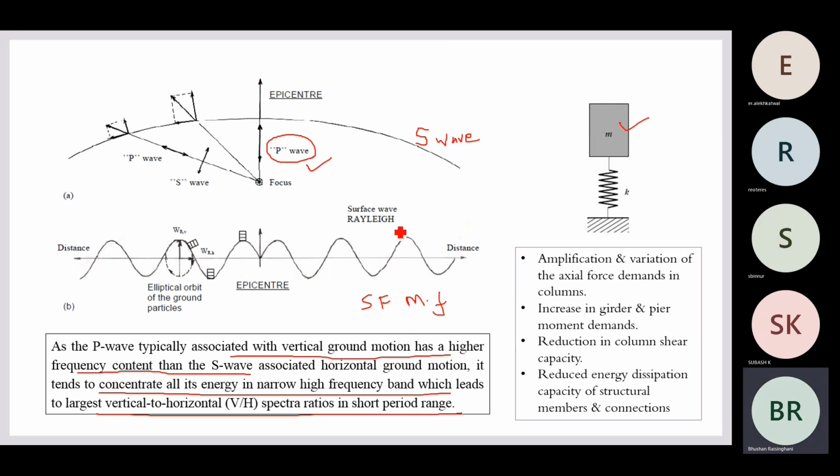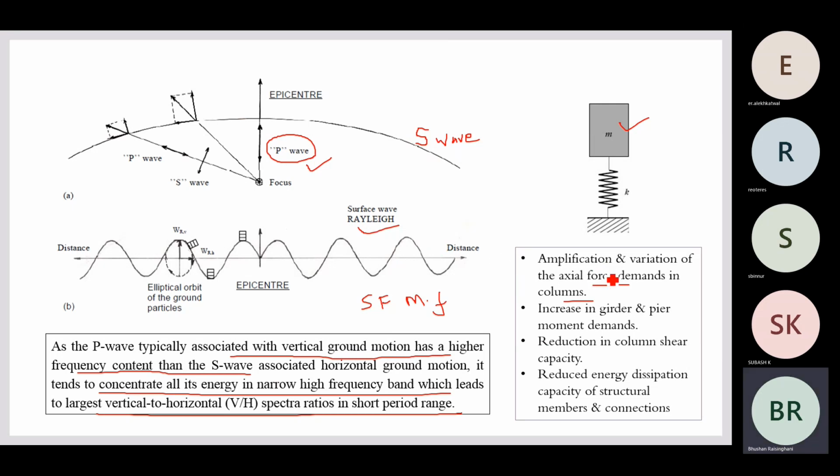Okay, so surface wave, and there is the epicenter. So you can say that the Rayleigh wave is happening like this, with an elliptical orbit of the ground particles. So this is how the Rayleigh wave is trying to damage the structures. So S wave, P wave, and Rayleigh wave, all will act on your structure in the vertical earthquake condition.